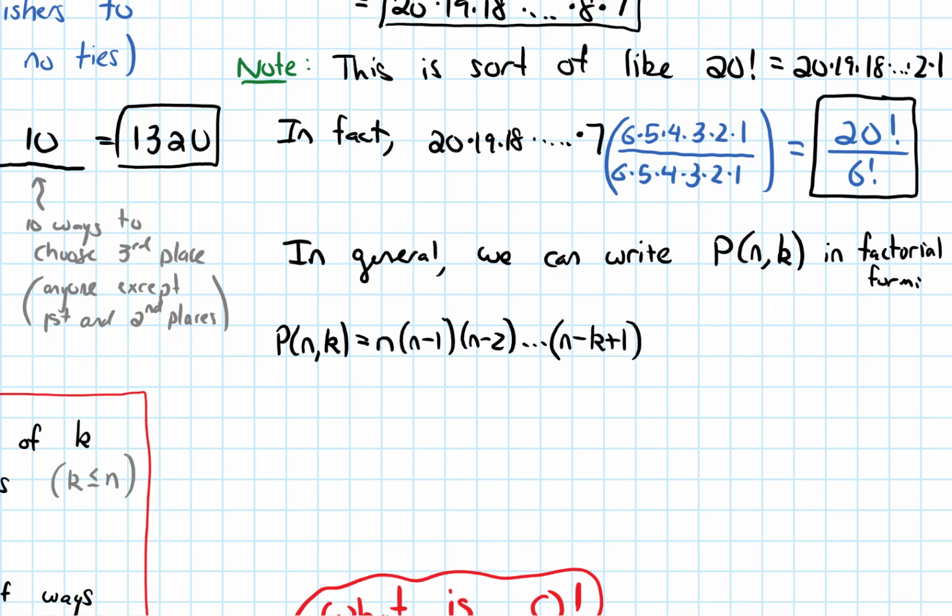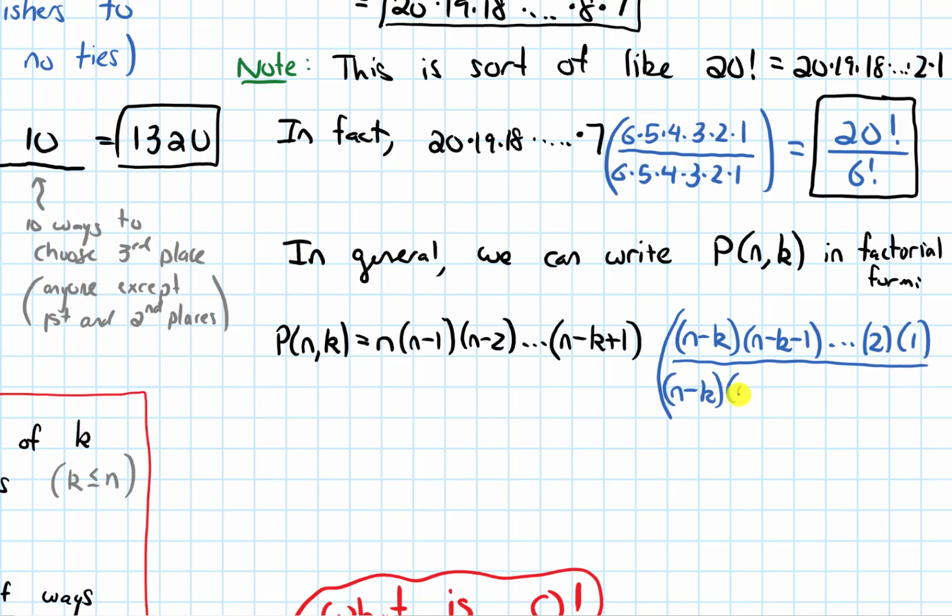So I'm going to use this same trick of multiplying the top and the bottom by something to complete the factorial. I would need to keep subtracting 1 from all of these terms on the top. So if I look at n minus k plus 1, and I subtract 1 from that, the next term is n minus k. And if I subtract 1 again, I would get n minus k minus 1. And I would keep going like that until I get down to 2, and then finally down to 1. And let's multiply by the same thing on the denominator. So n minus k times n minus k minus 1, dot, dot, dot, until I get to 2, and then 1.